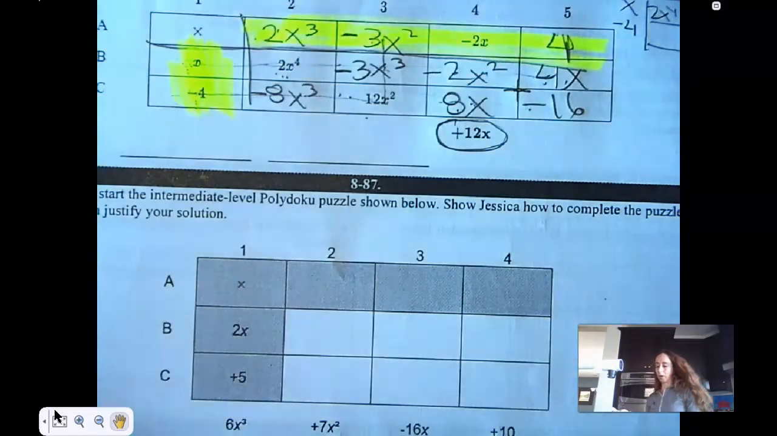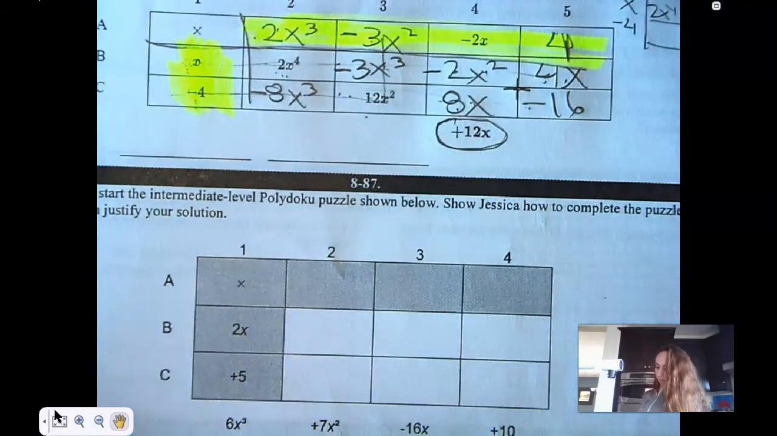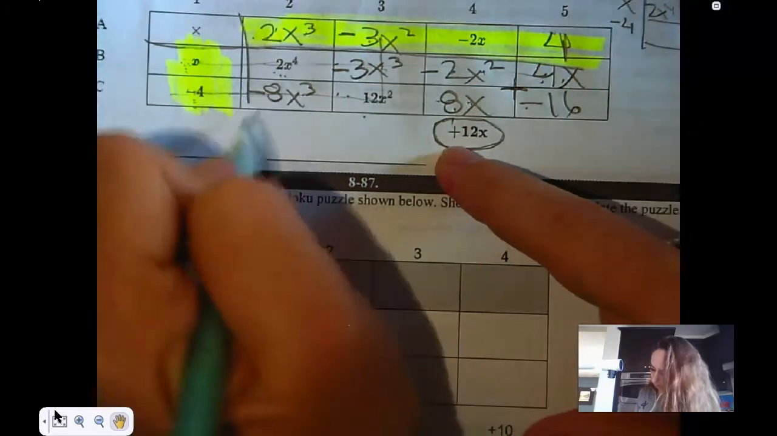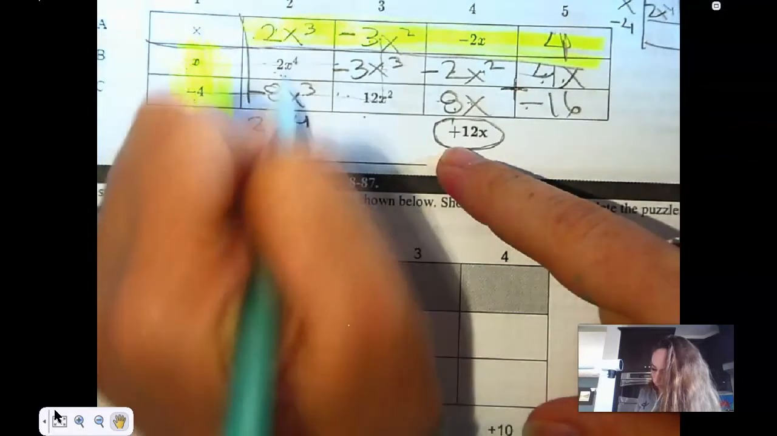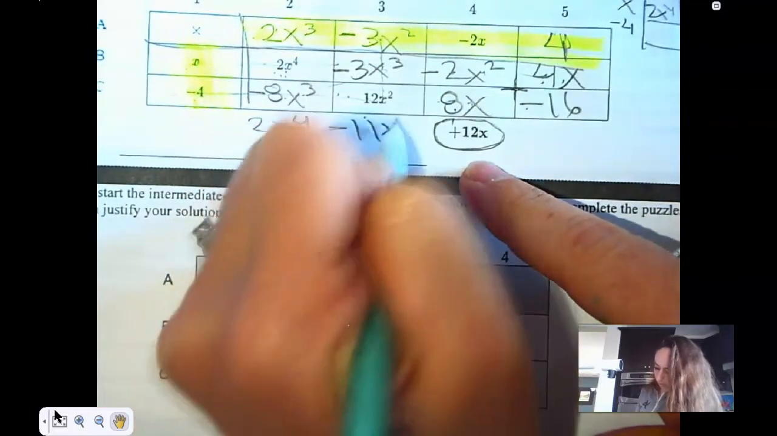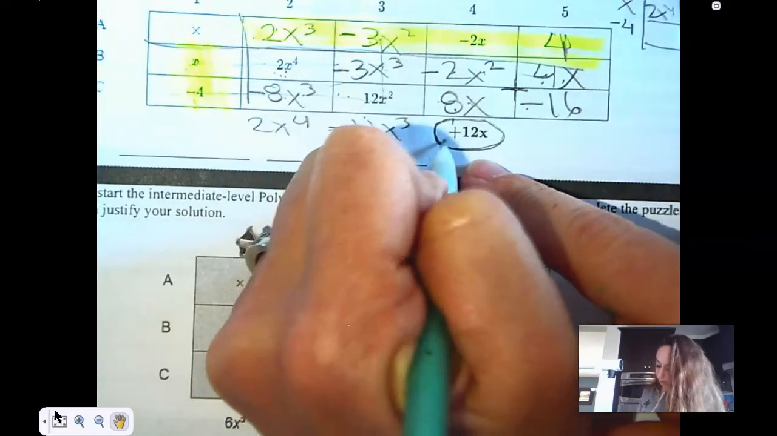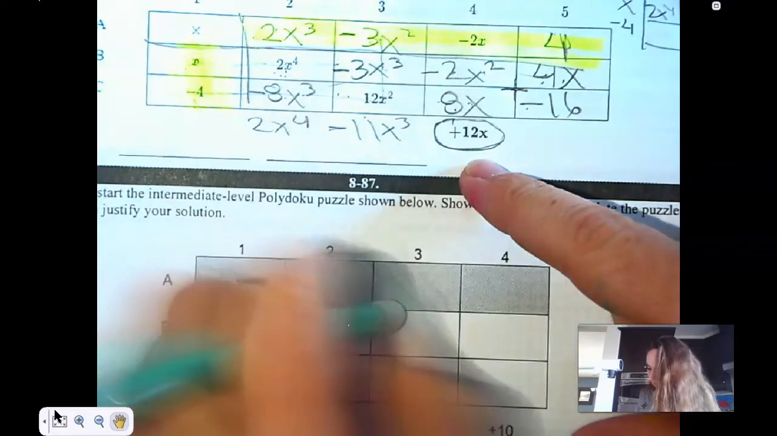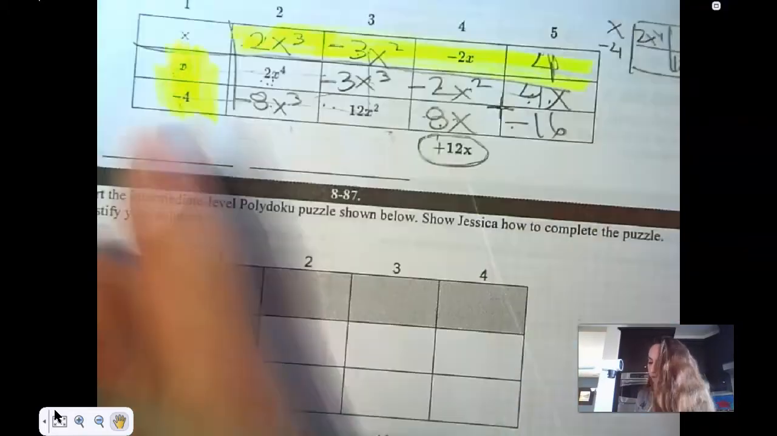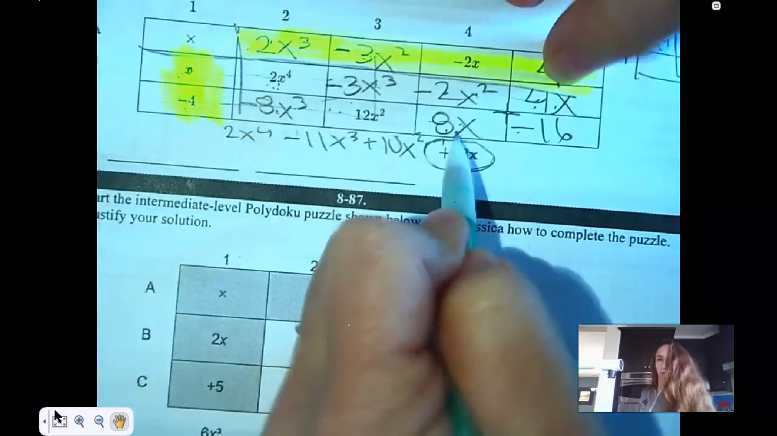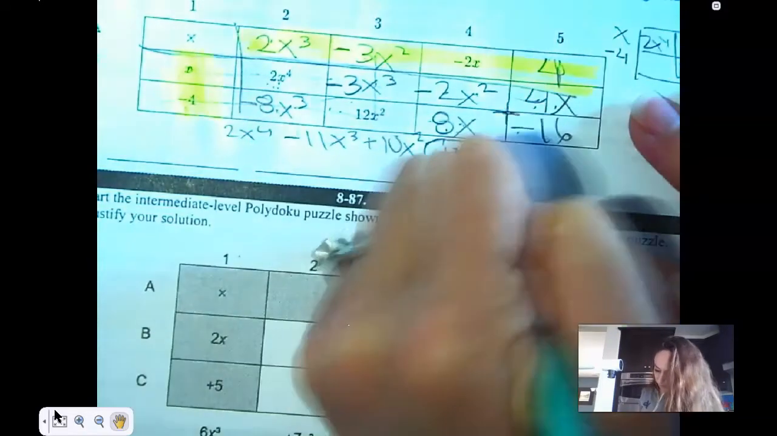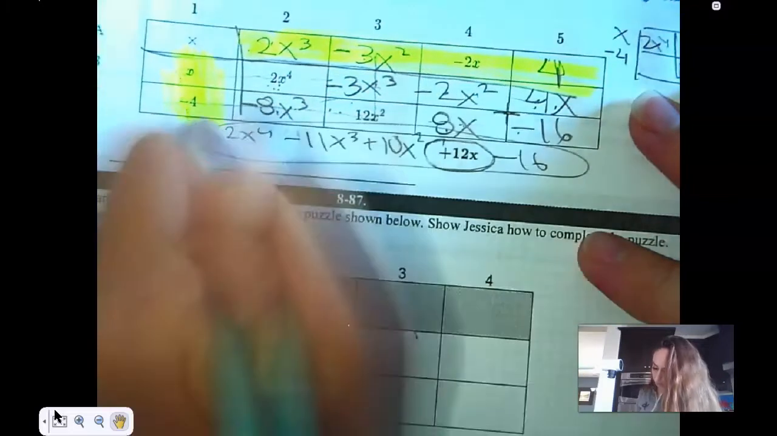So now if I'm going to write my final answer, it would be 2x to the 4th minus 11x cubed plus, oops, wait, made it too big, sorry. So 2x to the 4th minus 11x cubed plus 10x squared plus 12x minus 16. Okay?